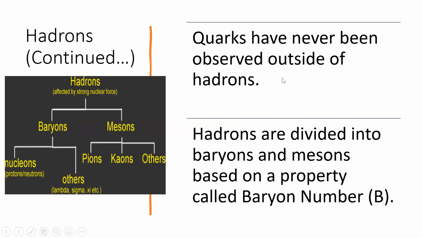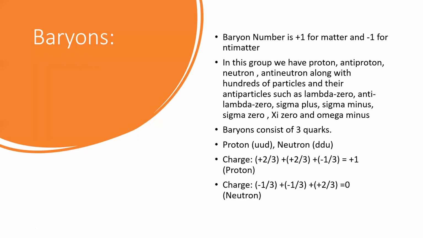Quarks have never been observed outside of hadrons. As I said, quarks cannot be seen alone. Hadrons are divided into baryons and mesons based on a property called baryon number. We'll have a look at it now.